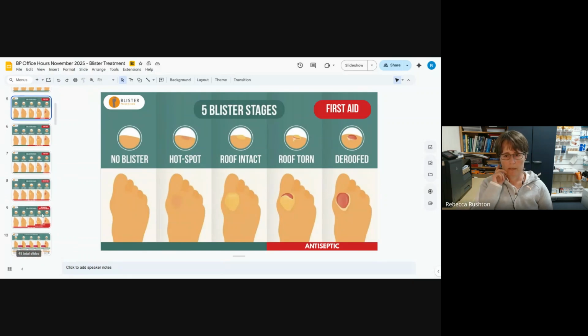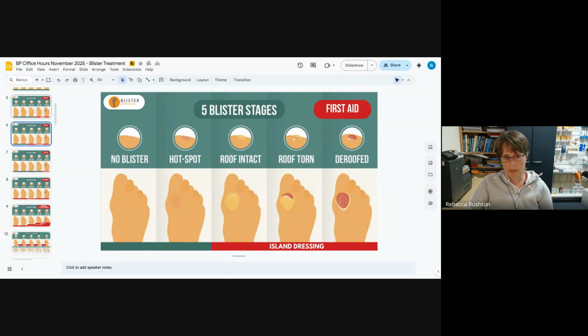So first aid, for starters, we need to put an antiseptic, or if you're in the US, we're talking antibiotic, on the blisters where the skin has been breached. So that's torn and de-roofed blisters. These are the ones that need an antiseptic. Betadine, whatever your antiseptic of choice is. Still on first aid, we then need to put a dressing over it. So the antiseptic will kill any bugs that are there. The dressing will keep any new bugs out, and that's how we'll prevent the infection. You can put an island dressing on any of the blister stages.